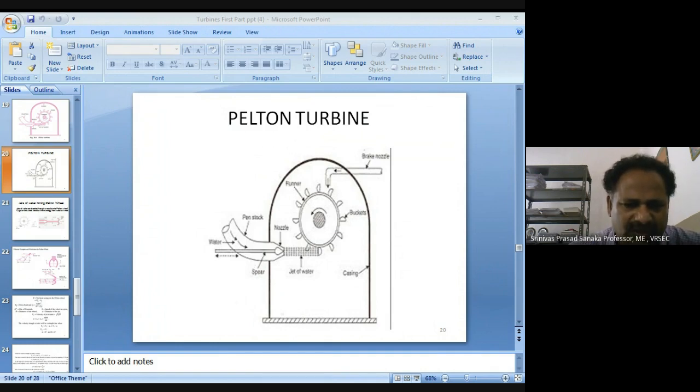Therefore, to control the speed, whenever you want to stop the turbine, you activate the braking jet. Normally, the braking jet is not in use. Only when you want to stop the turbine rotation, the braking jet is supplied, that is on the backside of the bucket of a Pelton wheel.